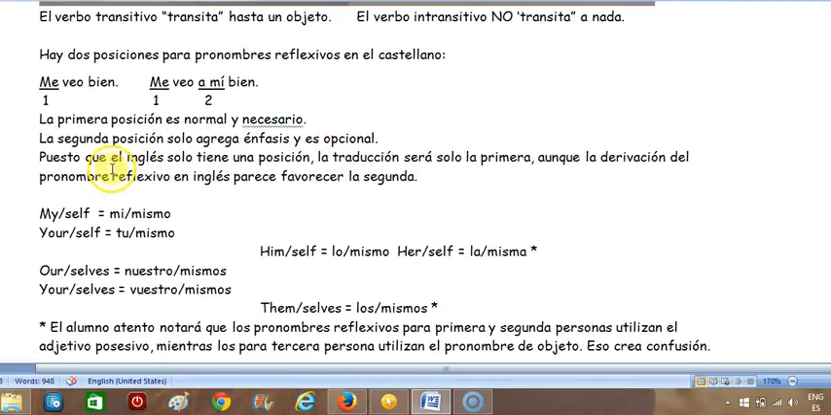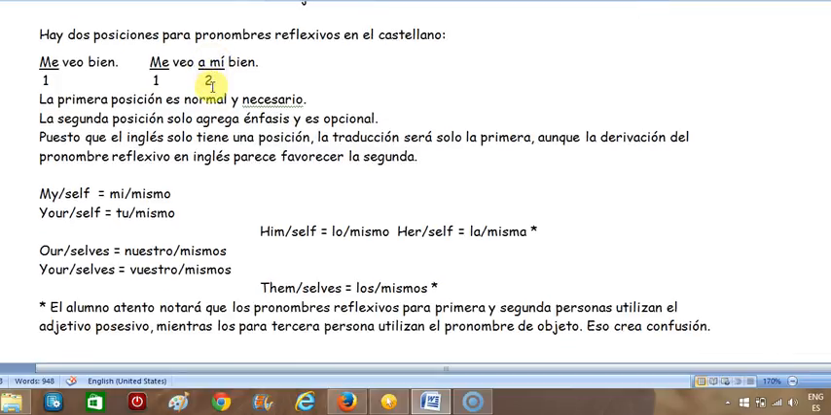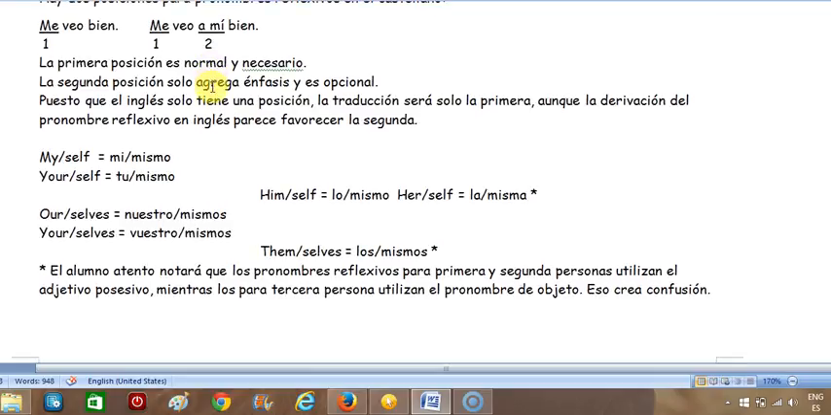Okay, but in English we've only got one position. We don't have two positions. We don't have an emphatic position. So what are you going to do? When you see this, for example, me veo a mí bien, in English you're going to say, I see myself looking good or well. So you're just going to translate the one position, myself, and this gets no translation, because in English, we don't have the second or emphatic reflexive pronoun.